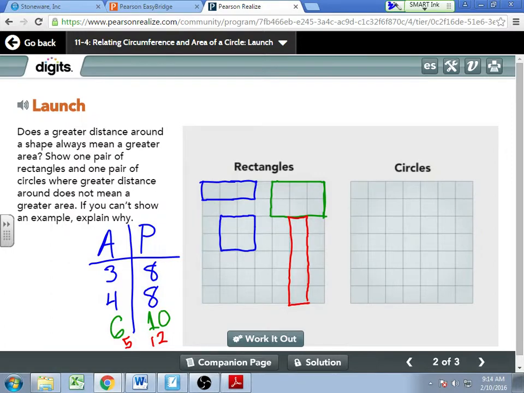Now what about with circles? If we start out with a really easy circle, we're going to go a radius of 1. So draw a circle right up here in the top corner. Do the best circle that you can. It's going to end up kind of looking like a Pokeball.